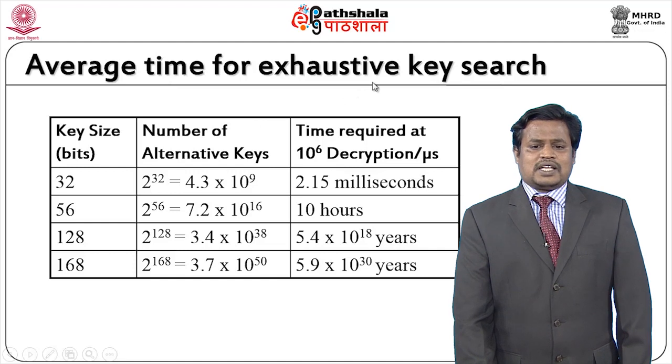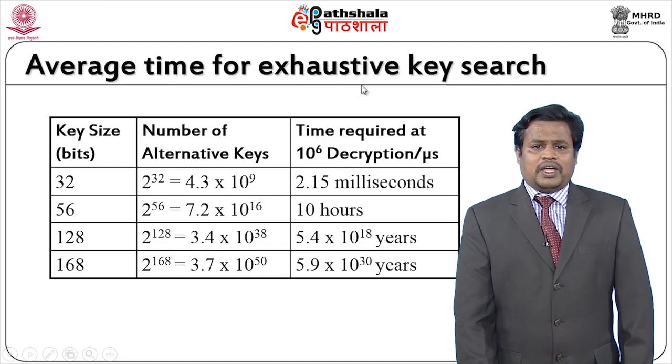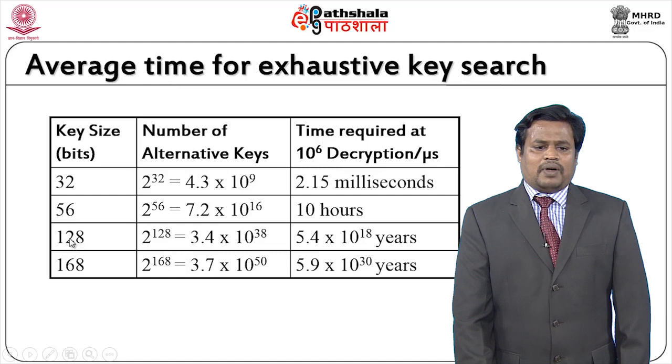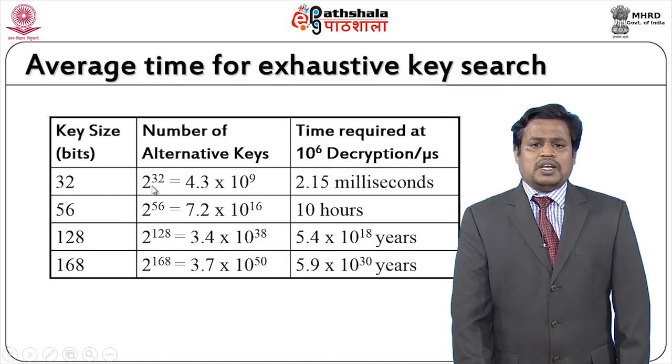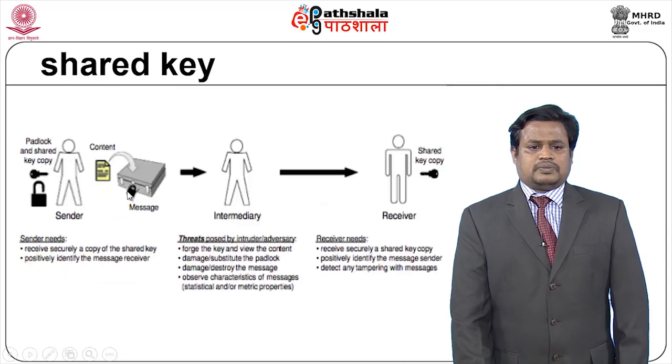So an exhaustive search is, without knowing any information, they go for a trial and error mechanism to break the system. In that aspect, our key size is very important. How we choose the key will help to secure our algorithm. So this is the basic thing you need to understand: how I am going to decide the size of the key when I create an encryption system.